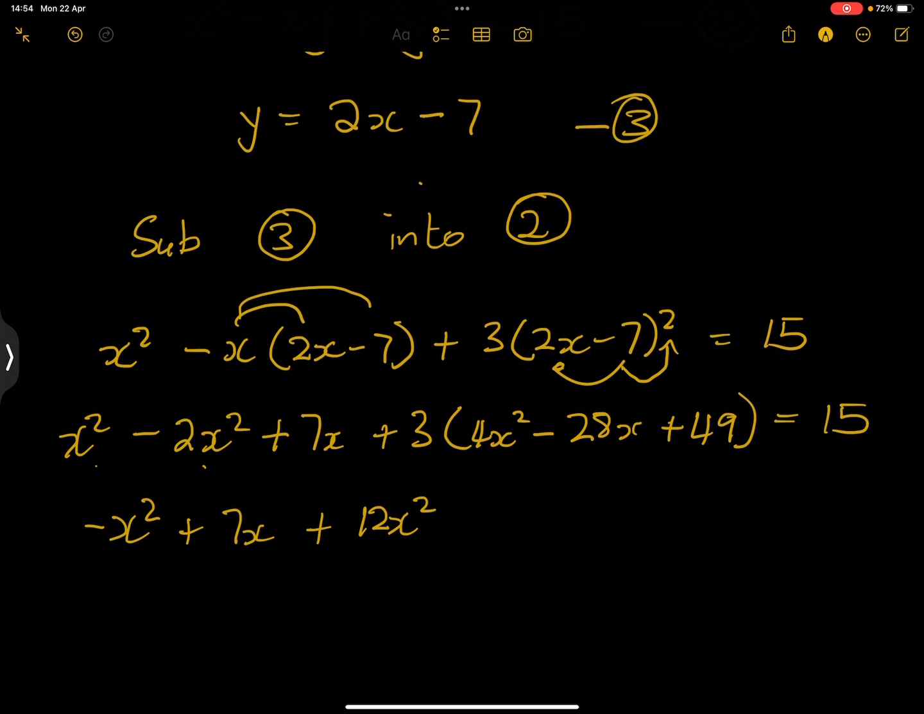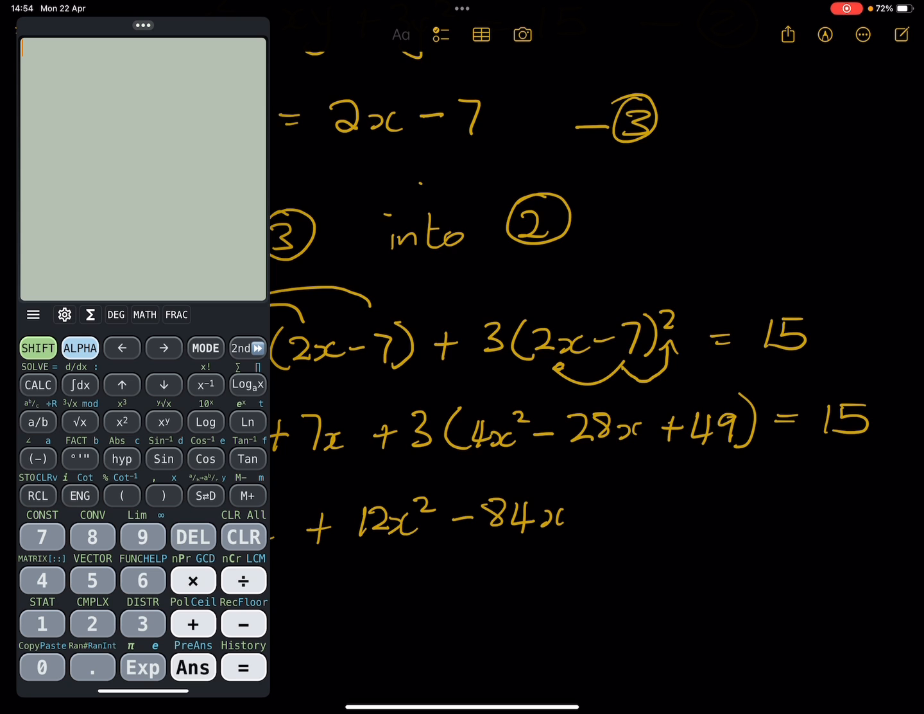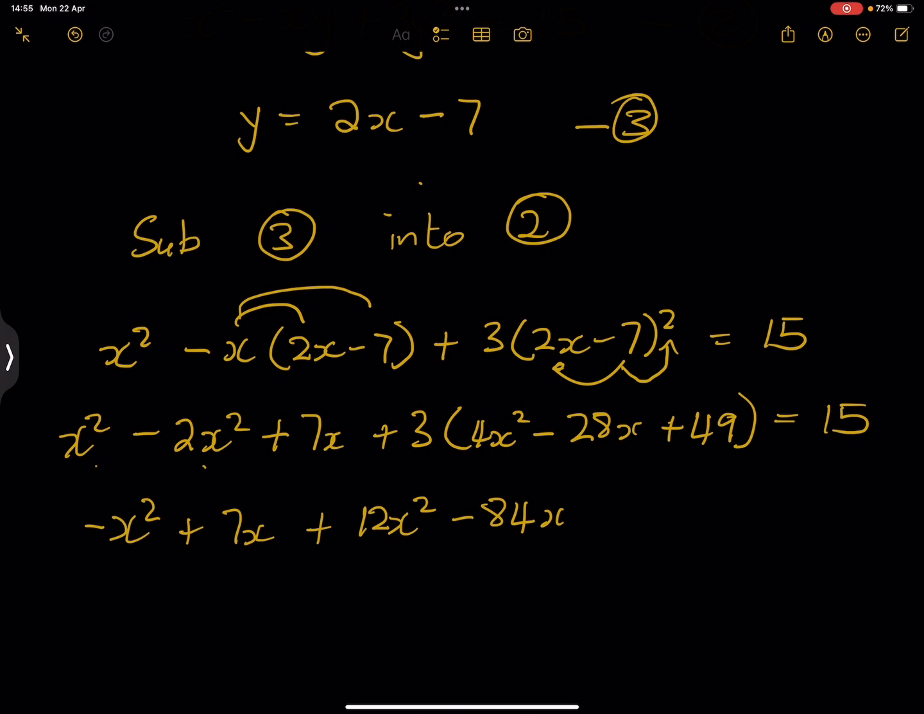12x squared, right? And 3 times 28, that should give us 84. So that would be minus 84x. And 3 times 49. Let me not crack my head there, 3 times 49, so that I just save time. That's 147. So that's going to be plus 147.